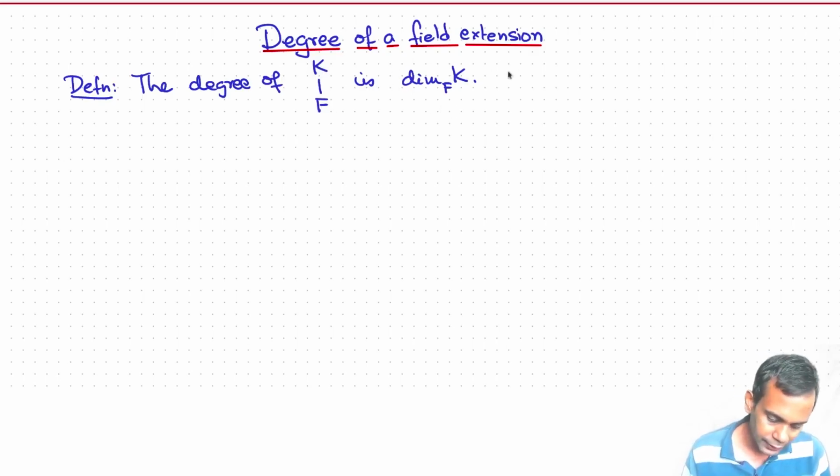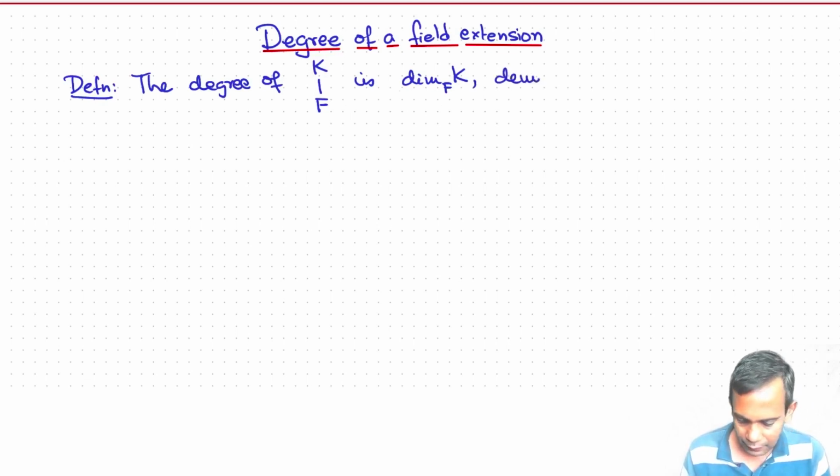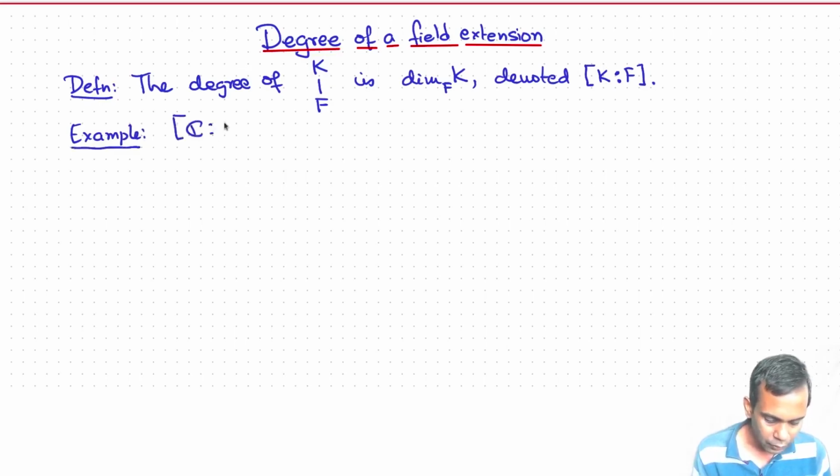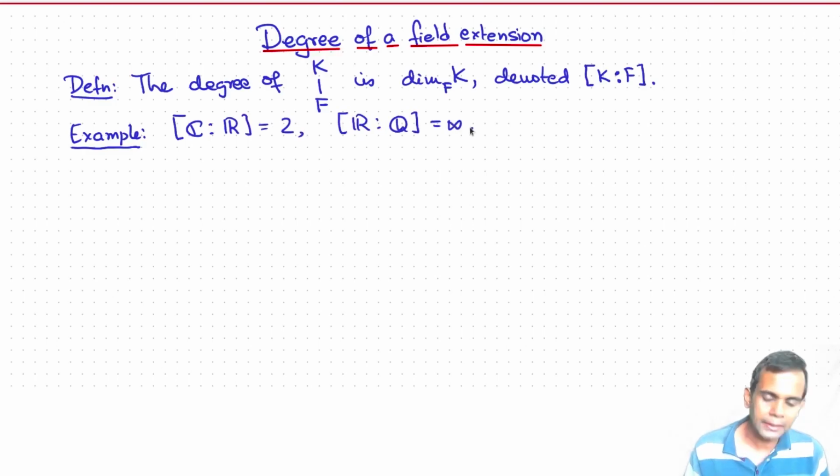And the notation is [K : F]. So for example, the degree of C over R is 2, but the degree of R over Q is infinity. So degrees can be infinite as well.